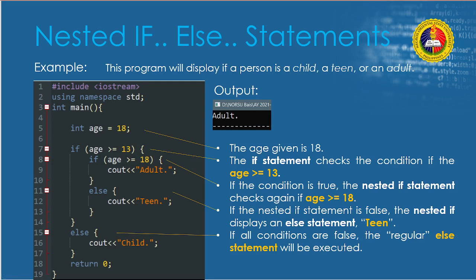Okay, so let's create another program that will display if a person is a child, a teen, or an adult. So when we say the program will display child if age is 12 and below, and then if it's 13 to 19, it will display a teen, and if 20 and above, it will display an adult. All right. So let's try to create that program, and then we'll discuss it.